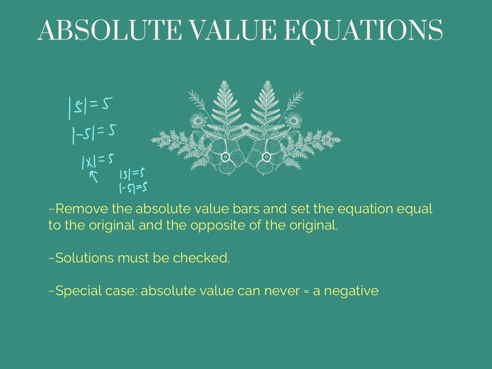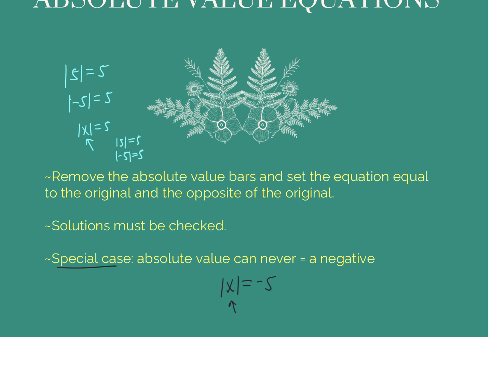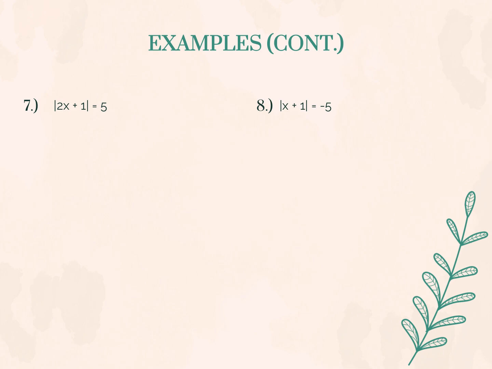And then one thing to note is that there is a special case, and it is when the absolute value equals a negative. If you have something like the absolute value of x equals negative 5, well, there's nothing that I can plug into this absolute value that's going to get me a negative, because absolute value always equals a positive. So this is an example of something where you would get no solution. So just something to keep in mind. All right, so let's try that here.